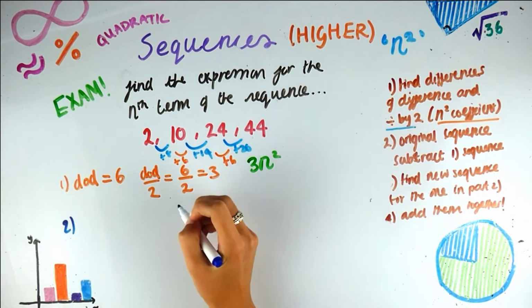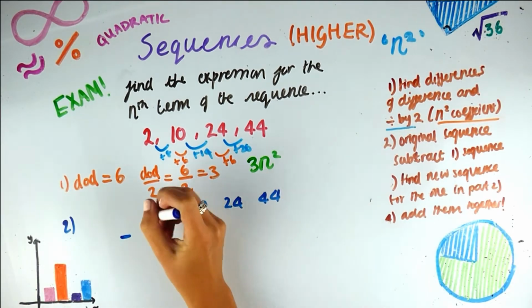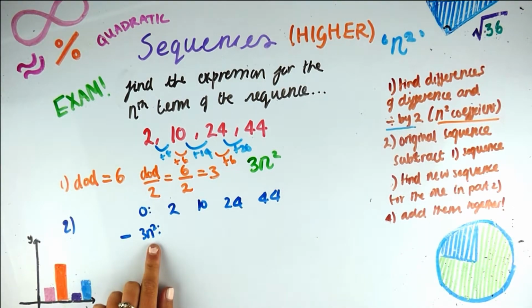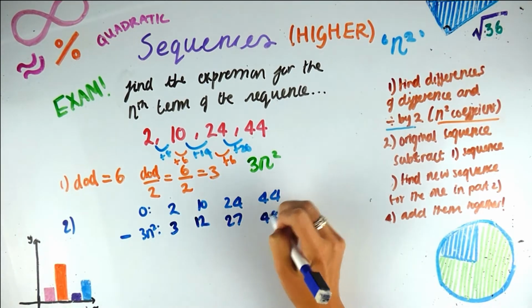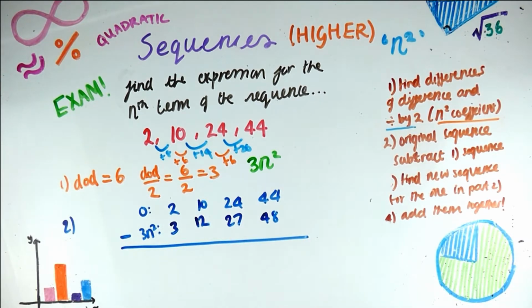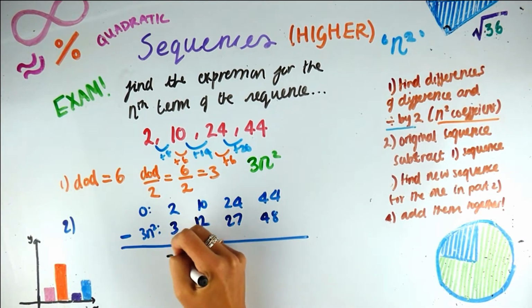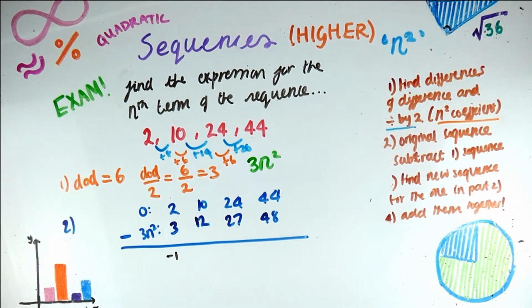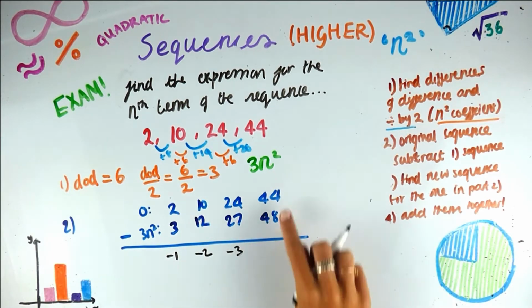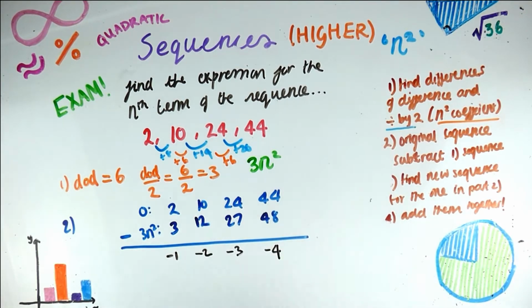Now we do step 2 and we take our original sequence. So 1 squared is 1 times 3 is 3. 2 squared is 4 times 3 is 12. Ooh, looks like we're going to have some negative numbers. Right, let's calculate this. So 2 subtract 3 is negative 1. 10 subtract 12 is negative 2. 24 subtract 27 is negative 3. And 44 subtract 48 is negative 4.